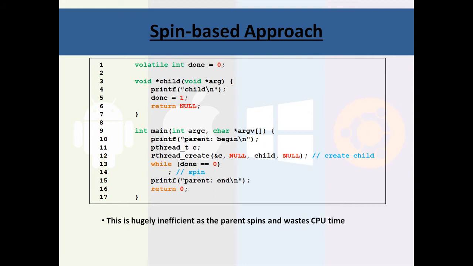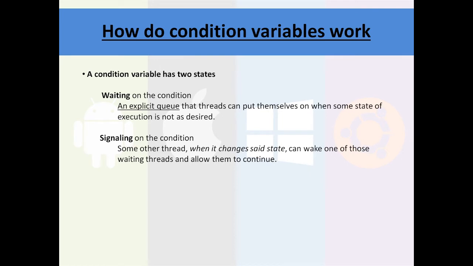The problem with this is that it is, like it says, hugely inefficient, as the parent just spins and wastes the CPU's time. Well, condition variables take this idea of using a variable to indicate some sort of condition, and implement it in an efficient way so that we don't have to be constantly idling the CPU in a parent thread. So how do condition variables work?